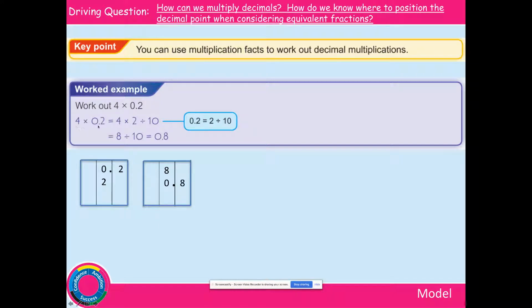So 4 times 0.2, I can rewrite that as 4 times 2 and then divide by 10. So 4 times 2 we know is 8. Divide by 10, that means we're going to get smaller. The digits move over this way. So our answer is actually 0.8.